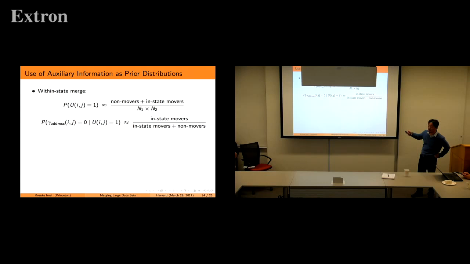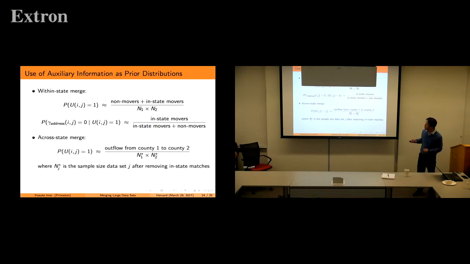So this is one of the parameters in the model. We can also see if it's in-state movers, the probability that the address doesn't match is a proportion of the in-state movers divided by in-state movers and non-movers, because these are the people who are matched. So these are model parameters, so you can basically use this type of information to inform how big these numbers should be. We can do the same thing for the across state.